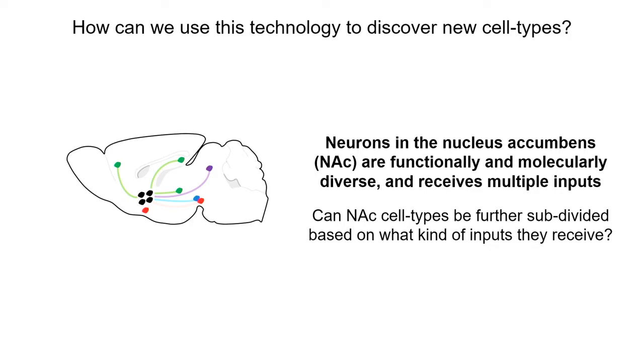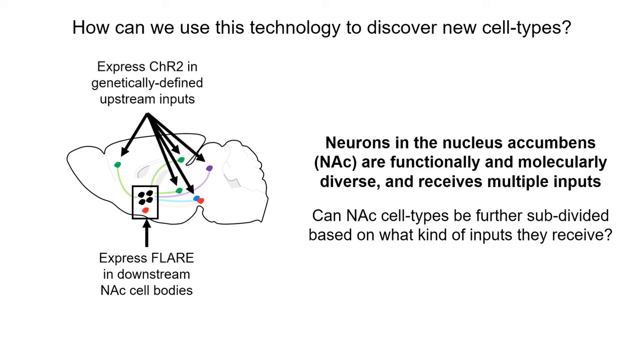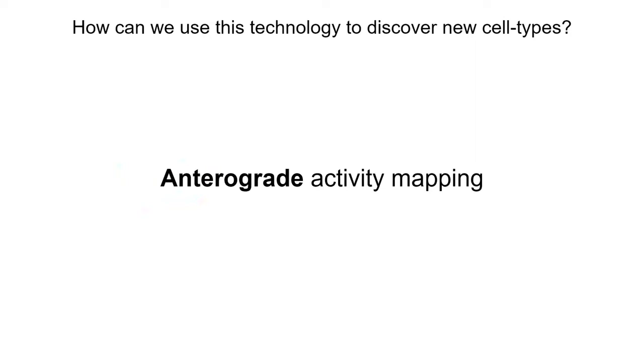So to imagine using FLARE to answer this question in vivo, in an intact behaving animal, you can imagine injecting FLARE into these downstream nucleus accumbens neurons, and then you express CHR2 in genetically defined upstream long-range inputs. So when we deliver blue light into the accumbens, we're both stimulating these upstream axon terminals and also with FLARE labeling any activated downstream nucleus accumbens cell bodies. So in essence, we're able to perform anterograde functional activity mapping using this technology.